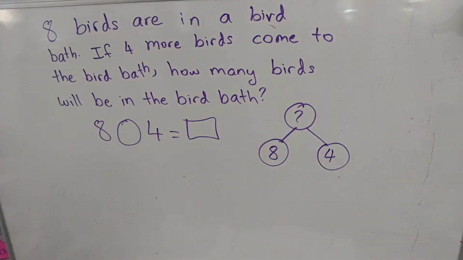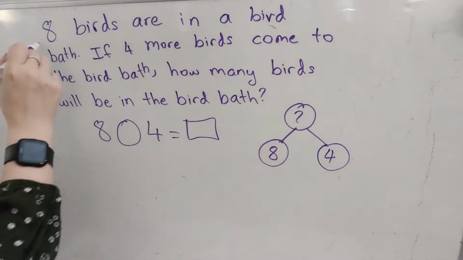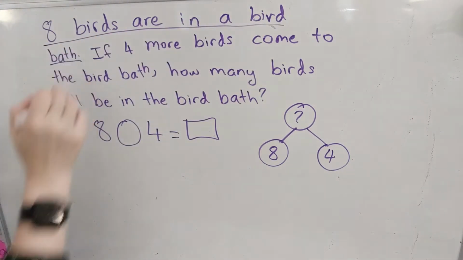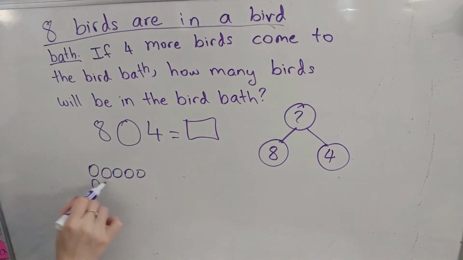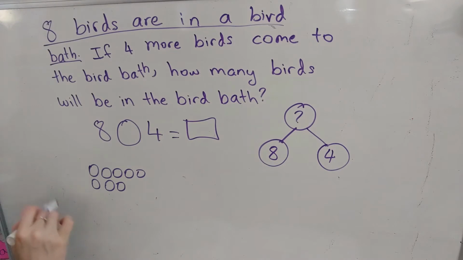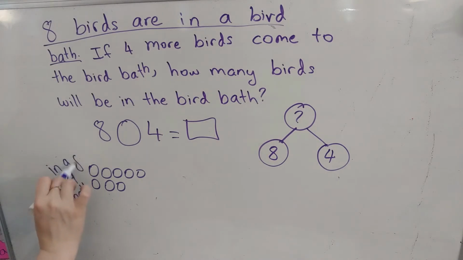Okay, the question asks, remember step 1, read the whole question. 8 birds are in a bird bath. If 4 more birds come to the bird bath, how many birds will be in the bird bath? Now I'm going to go back and read just the first sentence. 8 birds are in a bird bath. There's the 8 birds. 1, 2, 3, 4, 5, 6, 7, 8 birds are in a bird bath.